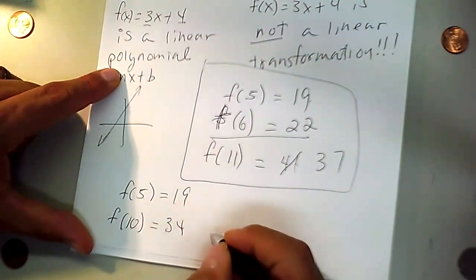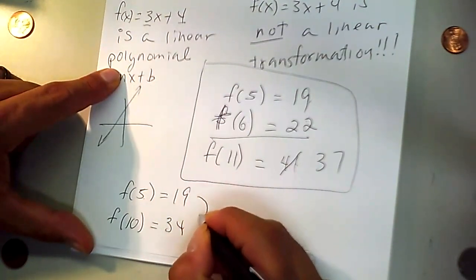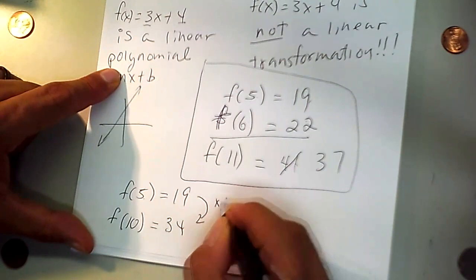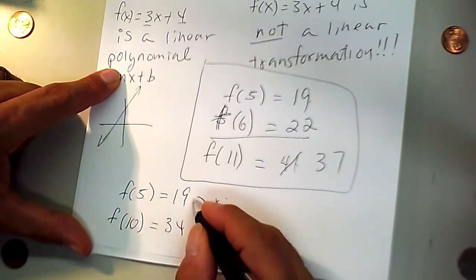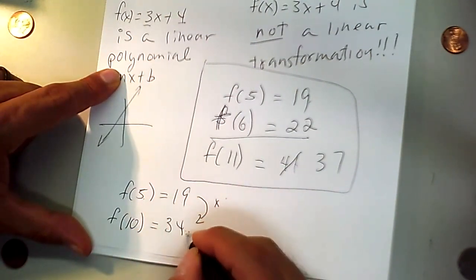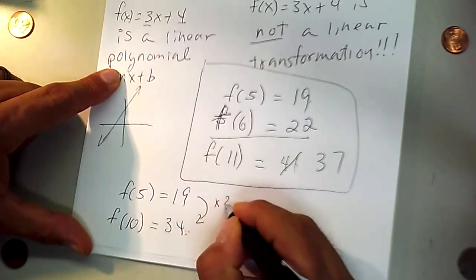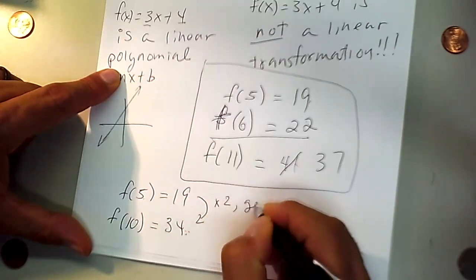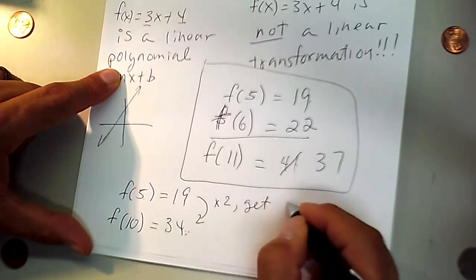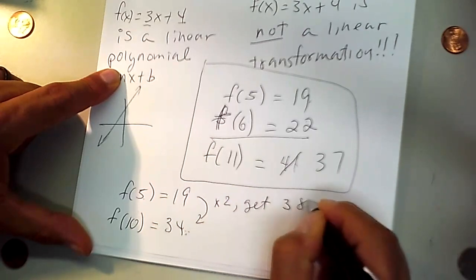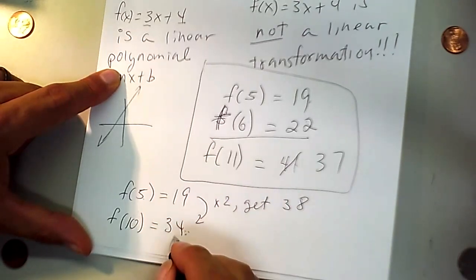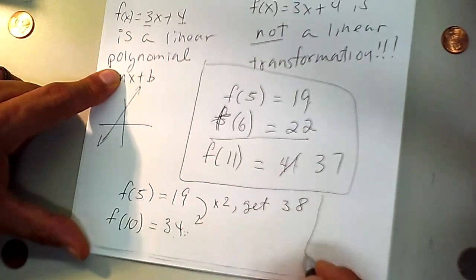34, but it's not twice. We double the input, but yet when we double the output, we don't get the correct output. If we multiply by 2, we get 38 instead of 34. Again, that breaks the deal.